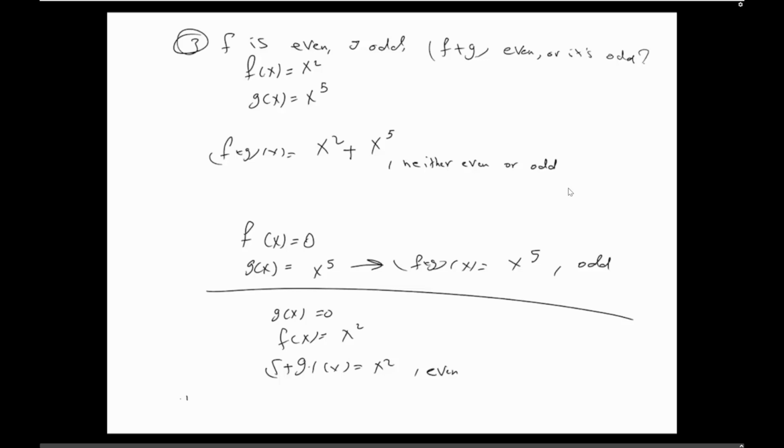So this means f plus g is neither even nor odd unless f is 0, then at that time f plus g of x is odd, and if g is 0, then f plus g is even.